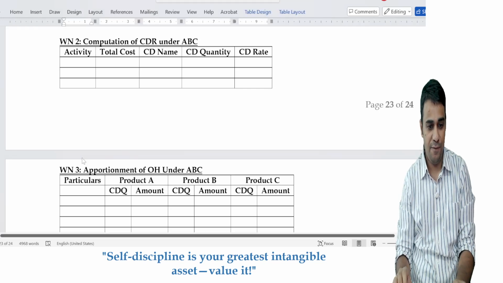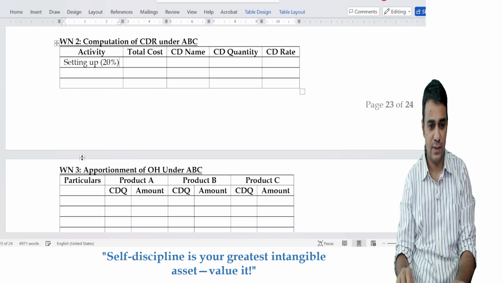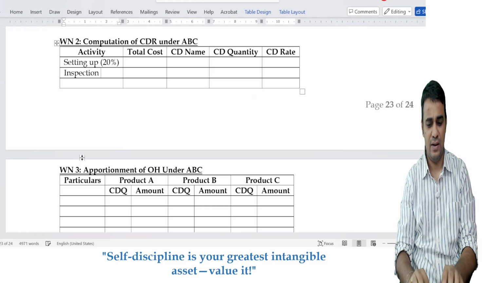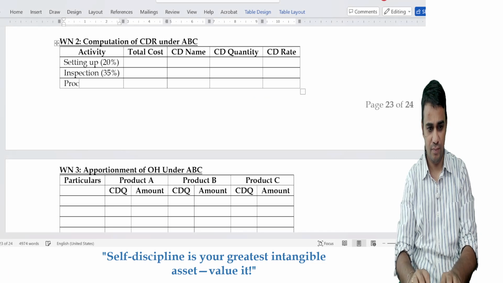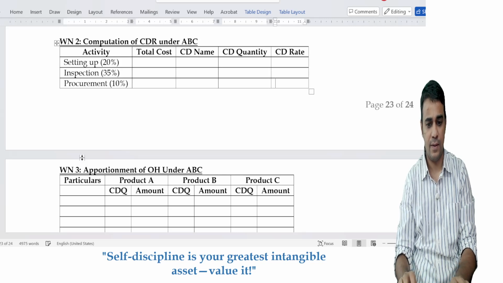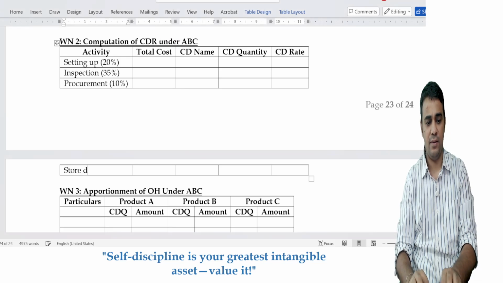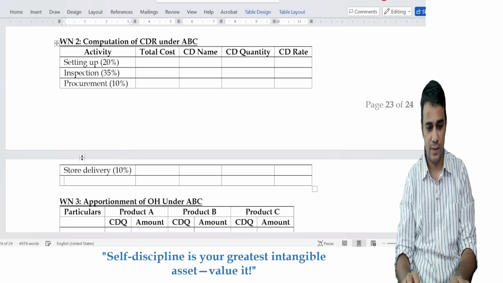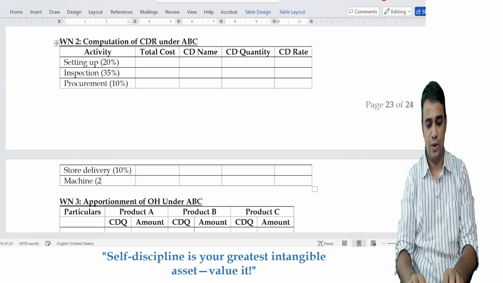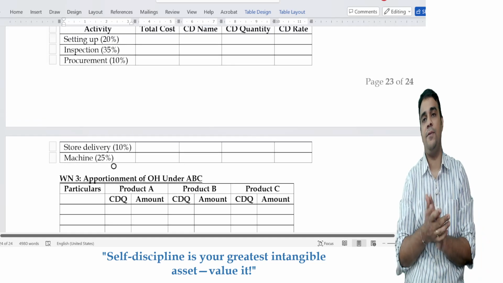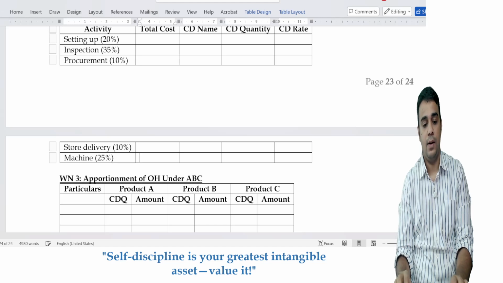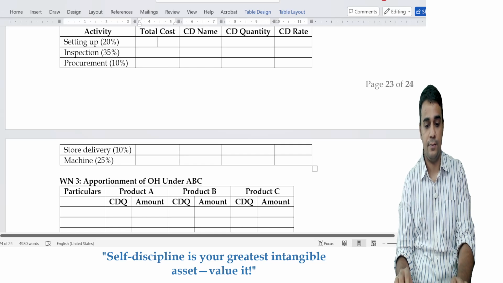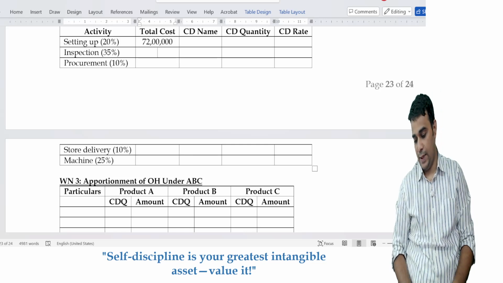Clear? The 5 activities given in the question, let's write them. They have given some breakup. Setting up, 20% of the cost. Second, they have mentioned inspection, 35% of the cost. Procurement, 10% of the cost. Then for delivery, 10% of the cost, and machine operation, 25% of the cost. 20, 35, 10, 10, and 25. Any doubts on this? Let's bifurcate that 3 crore 60 lakh. 20% is 72 lakh.